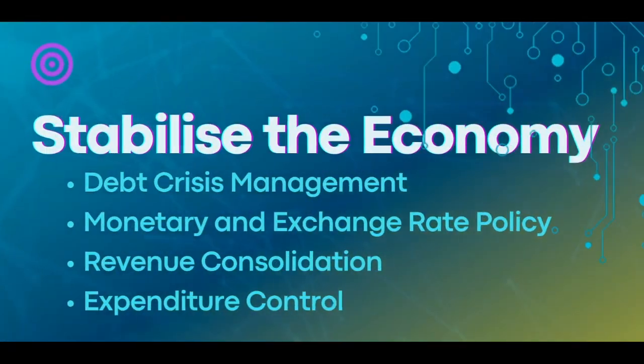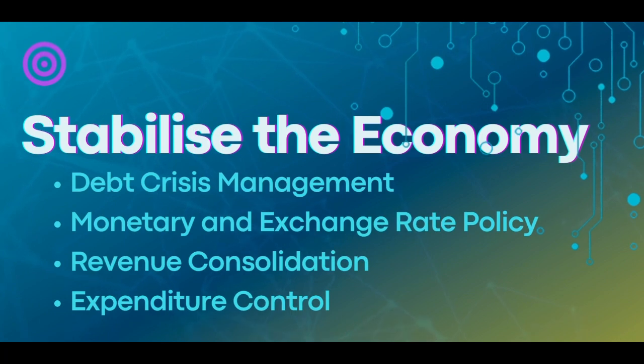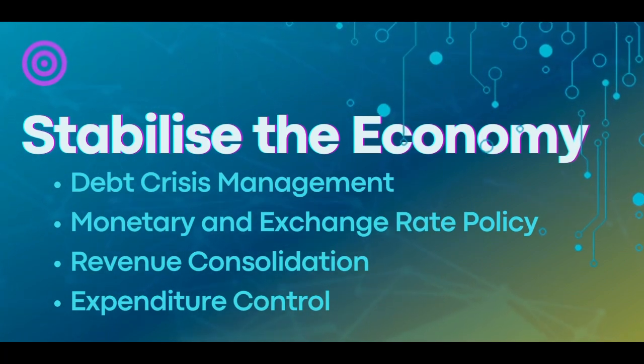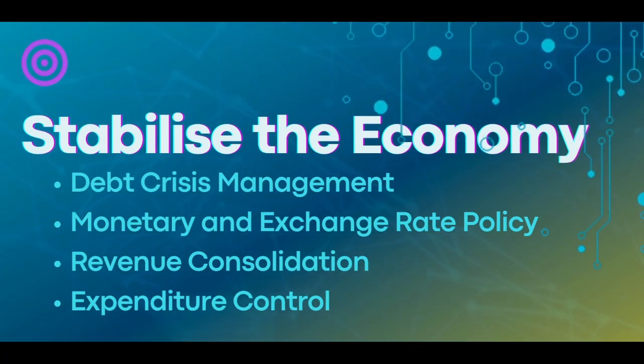The second pillar in our blueprint is stabilizing the economy. Here we talk about four components. One is debt crisis management. The second is monetary and exchange rate policy. Third is revenue consolidation. And the fourth is expenditure control.